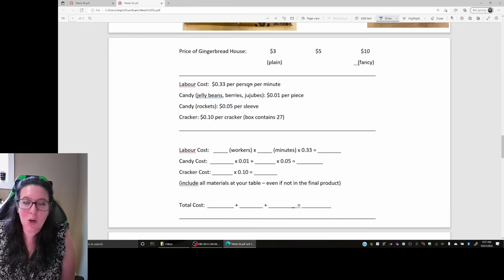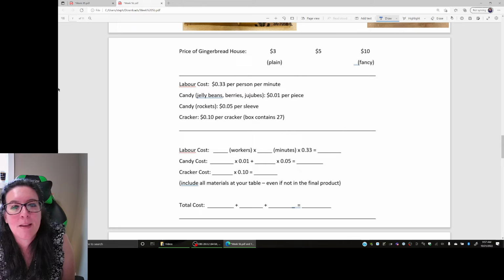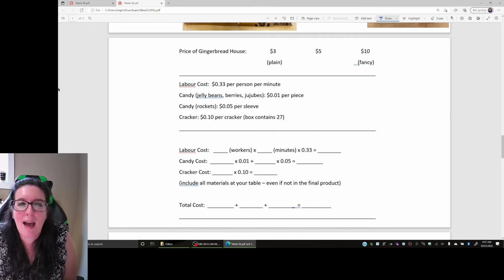We also need some costs, so we need to know how much it costs to make our gingerbread house. So let's assume that we're going to pay our people 33 cents per minute. That comes out to about minimum wage per hour. And then we have candy that's made up of jelly beans, berries, and jujubes. And each one of these is 1 cent per piece.